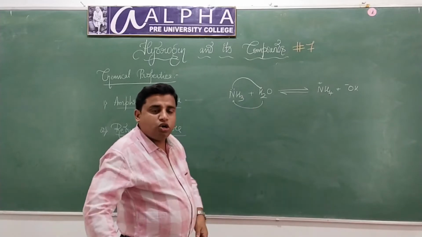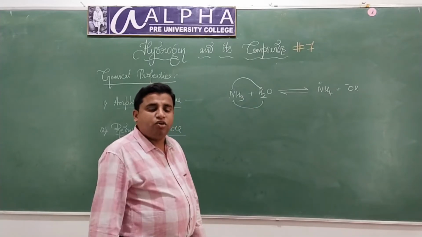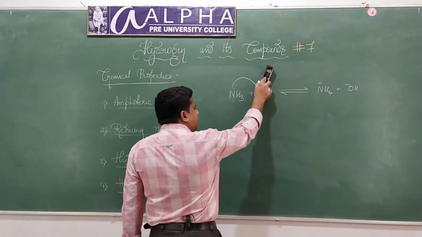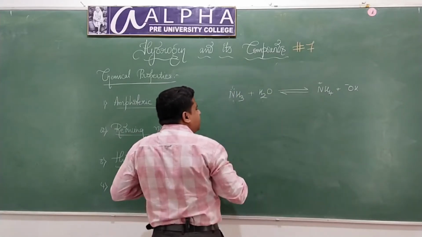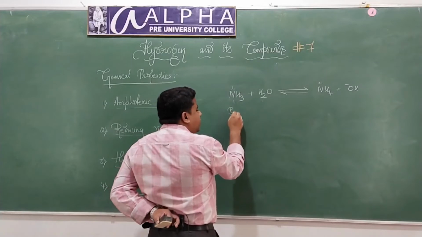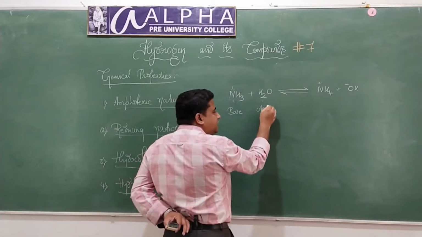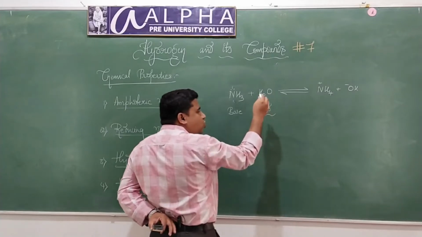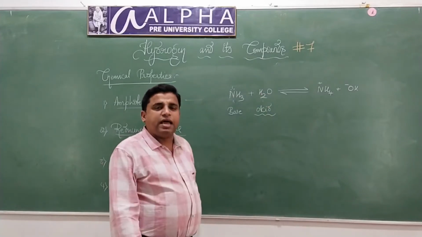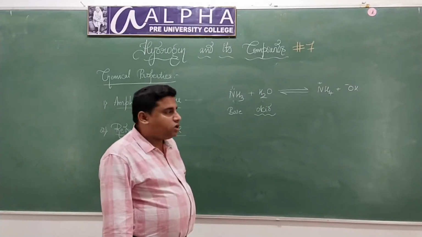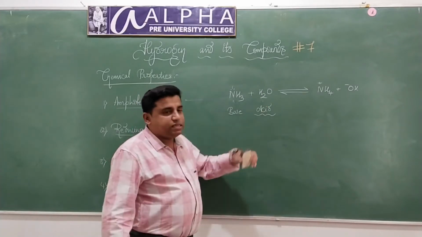According to Bronsted theory of acids and bases, we have learned that any species which accepts H plus ion is said to be a base. Any species which donates H plus ion is said to be an acid. So in this case, water is behaving as an acid, correct? Yes, this is base and this is acid.